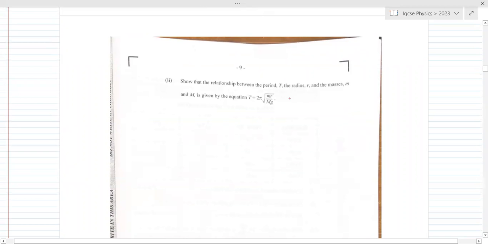Now, the question continues, and they want you to show that the relationship between the period T, the radius R, and the masses m and big M is given by the equation T is equal to 2 pi times the square root of small m times R divided by big M times G. So in essence, you have to look at what is happening with the system, and understand that there are aspects of centripetal force involved, okay? So let's just recall something quickly, right? Because the thing is accelerating, right?